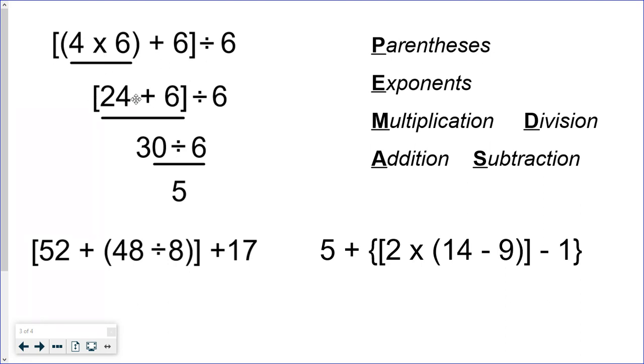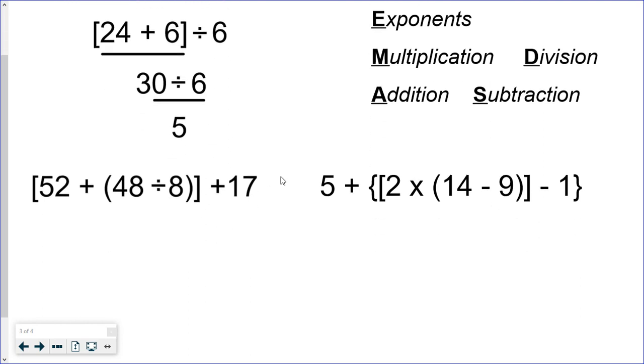Then I want to do the 24 plus 6 because that's still inside the brackets. So I take 24 plus 6, and that's going to give me 30. Okay. Now I don't have to worry about bringing the brackets down anymore because I have it all done. And now the last thing I'm going to do is take this 30 and divide that by 6. And so my final answer here is going to be 5.